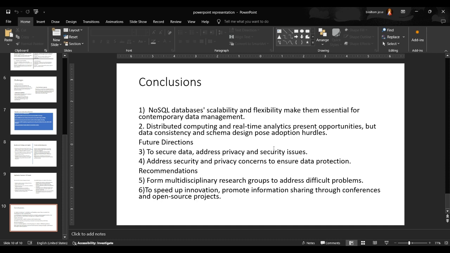And the recommendations are a multidisciplinary research group to address difficult problems, to speed up innovation, and to promote information sharing through conferences and open source projects. So this is what I learned by doing a lot of research in NoSQL databases, and I could learn and understand a lot of things.